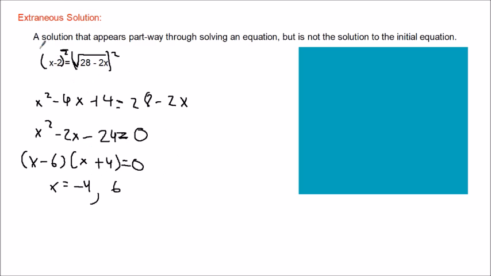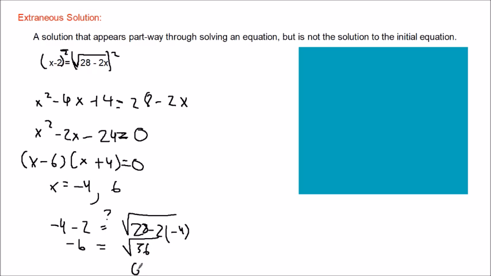if you put them back in, are they going to be the solution? Are they going to work as a solution of the equation? Let's check it out. Okay, -4 minus 2, is that equal to the square root of 28 minus 2 times -4? -4 minus 2 is -6. 28 minus 2 times -4, -2 times -4 is +8, so the square root of 36. And the square root of 36 is 6. -6 is not equal to 6, so that's wrong.